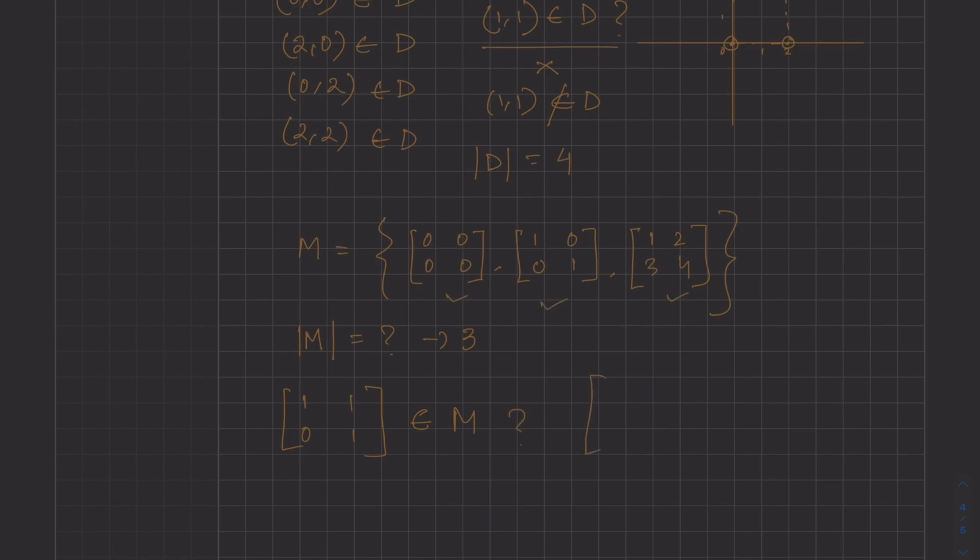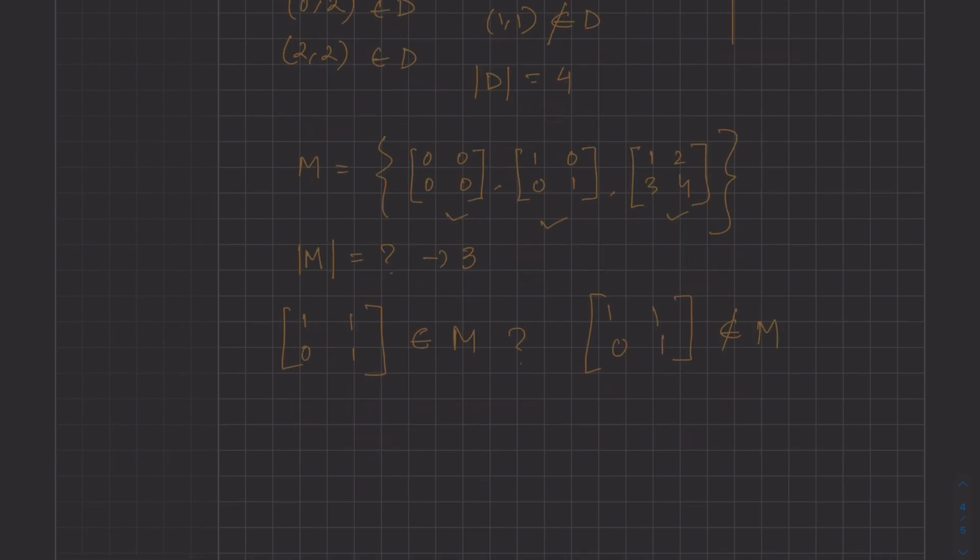Now, over here is the matrix [1, 1; 0, 1]. Is this an element of the set M? No, it isn't, because it isn't found in set M. Only these 3 elements are the elements of set M. So [1, 1; 1, 1] isn't an element of the set M.